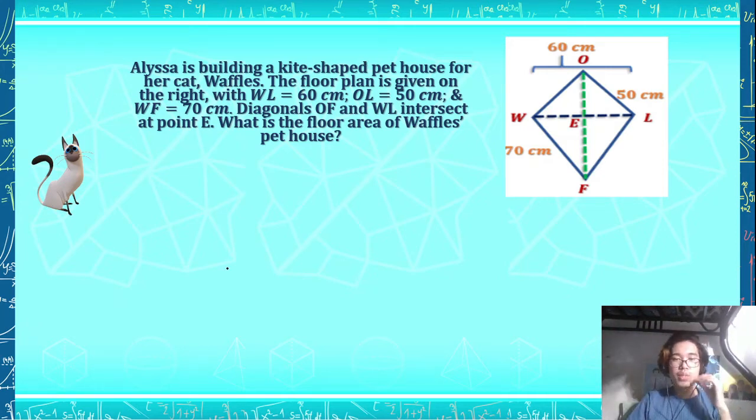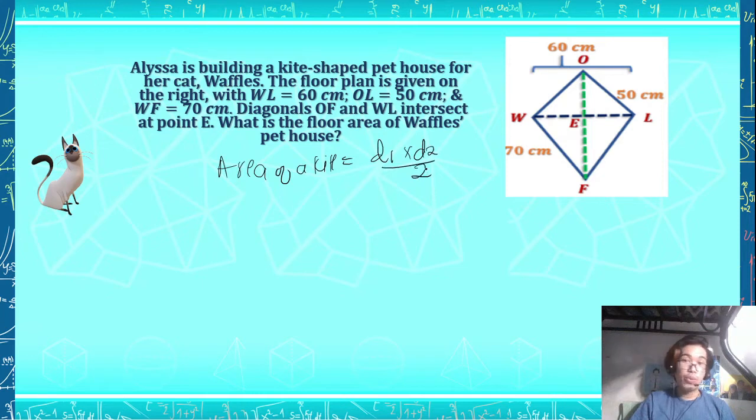For this problem, we need to find the area of a kite. The area of a kite is equal to diagonal 1 times diagonal 2 divided by 2. We already have here triangles, and they're not just normal triangles. These are right triangles. We have 4 right triangles here on this kite.